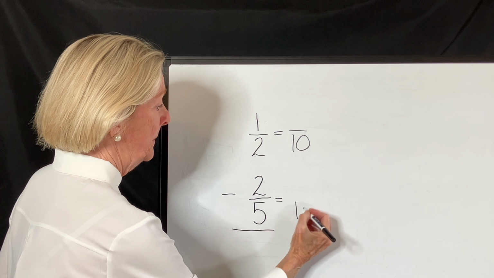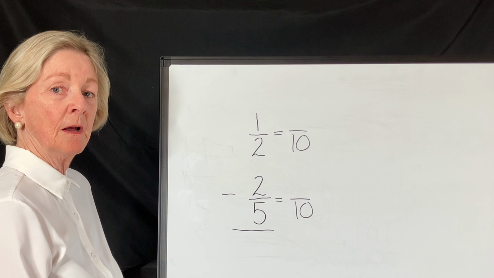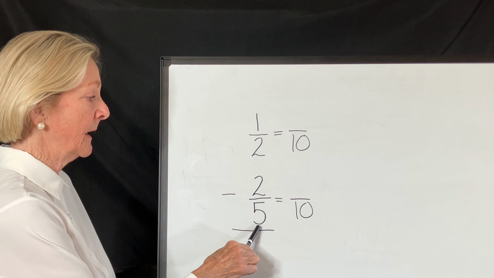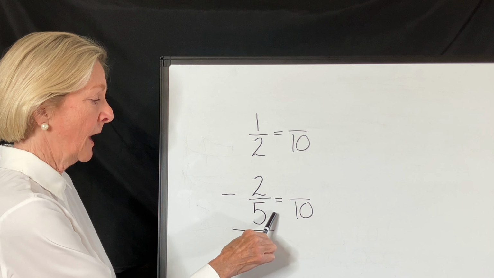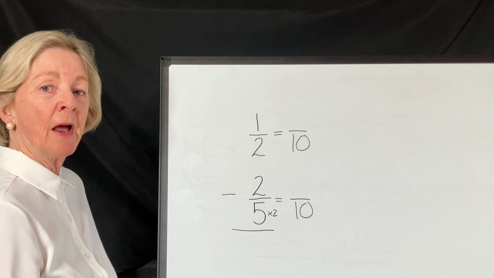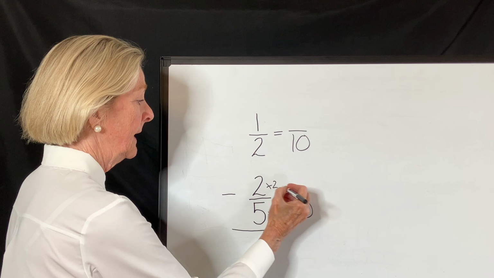Once we have our common denominator, we need to determine what our numerator will be. So we look at what number did we multiply our denominator by to get our common denominator. Here, you multiply 5 times 2 to get 10. So we also have to multiply the numerator by the same number. 2 times 2 equals 4.